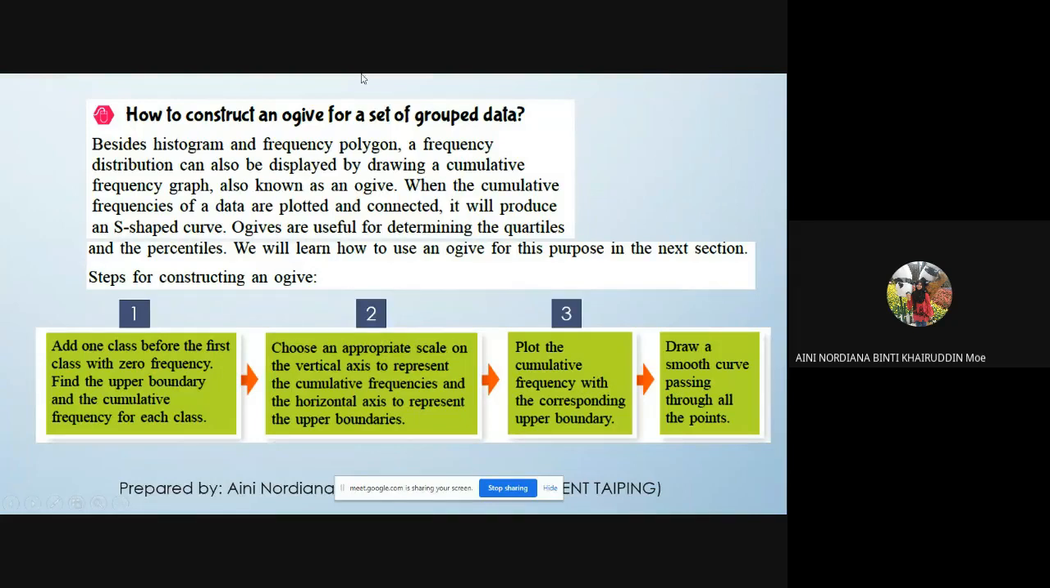So step 3, plot the cumulative frequency with the corresponding upper boundary and then draw a smooth curve passing through all the points. Yang ni tak boleh guna pembaris. Kalau frequency polygon wajib guna pembaris, histogram pun sama. But for ogive, tak boleh guna pembaris, kena lukis guna curve, flexible curve ruler tu ataupun by hand lah.